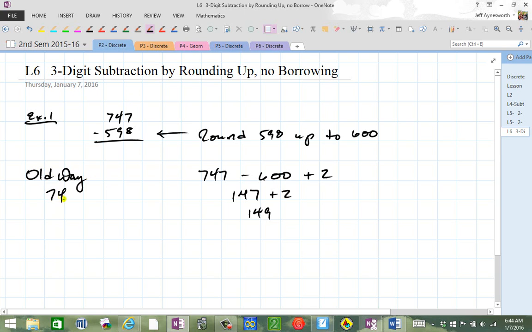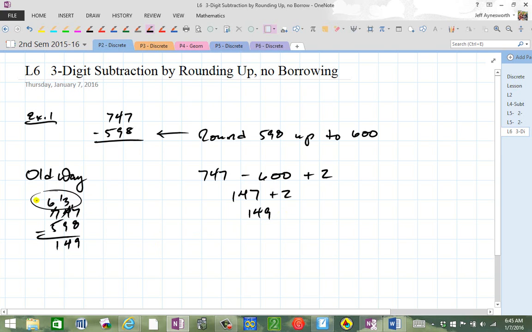Now if you wanted to check and do it the old way, let me bring it down here so you can see the borrowing. 747 minus 598 is harder to do in your head this way. You borrow from the 4, make it a 3, carry the 1. 17 minus 8 is 9. Remember the 3. Then 3 minus 9 is not possible, so you borrow again, and 13 minus 9 is 4. 6 minus 5 is 1. Notice the answer is the same.